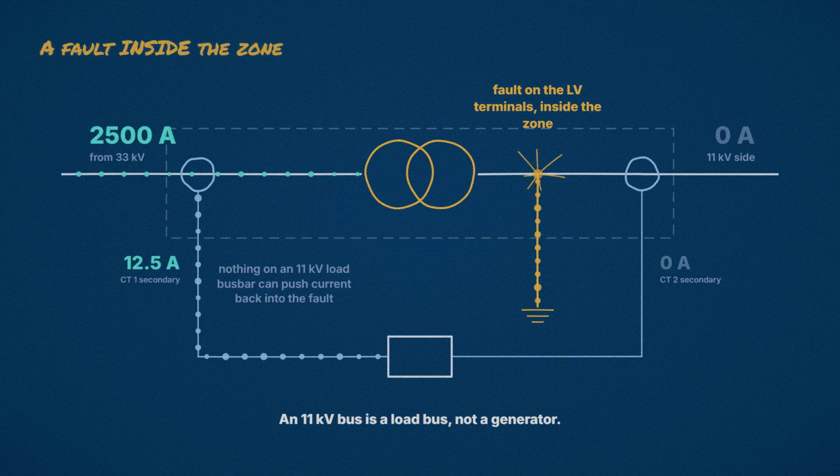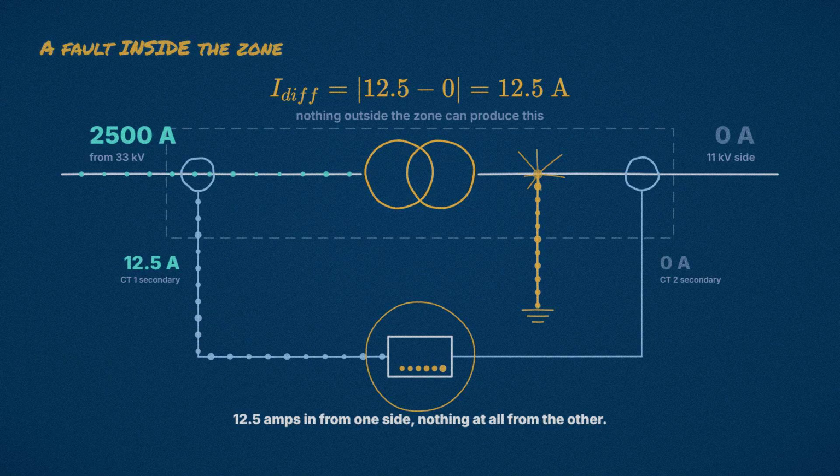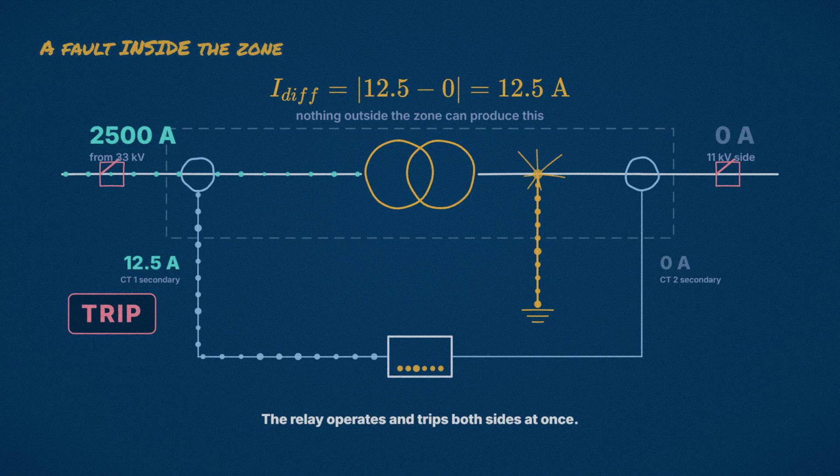So the relay sees 12.5 amps arriving from one side and nothing at all from the other. 12.5 amps of differential current, where a moment ago there was none. Nothing outside the zone can produce that, because anything outside flows in one end and out the other. The relay operates and it trips the breakers on both sides at once.